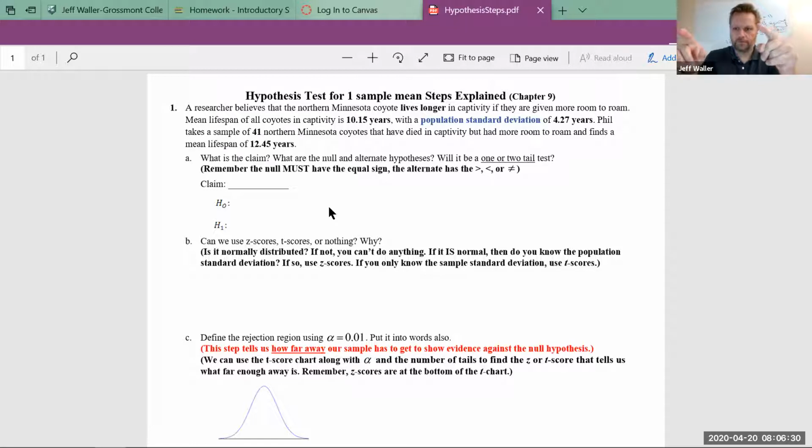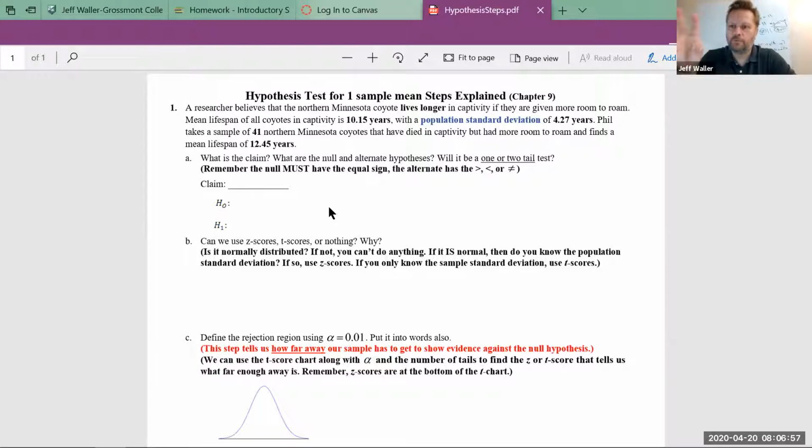So all coyotes live 10.15 years in captivity. Are you guys with me? It says that, right? I can't remember if I actually looked this up or not. I think I did to get a rough idea. He thinks that if they're given more room to roam, the mean will be greater than normal. So greater than 10.15.